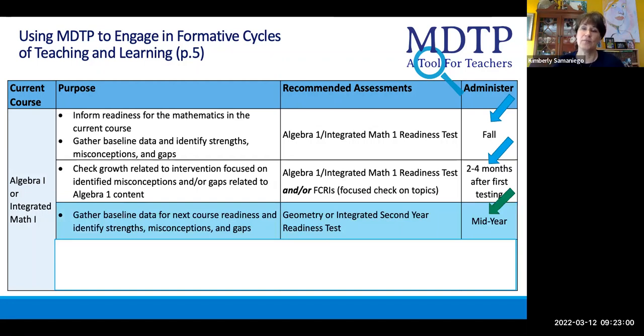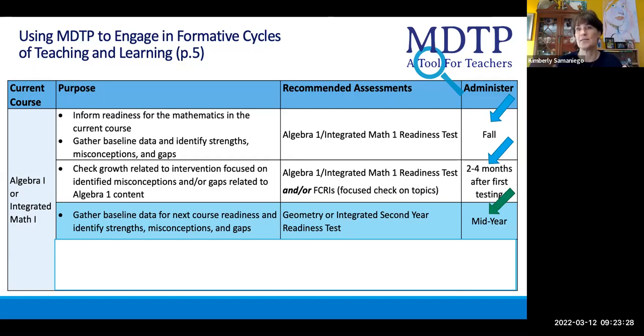The next thing you could consider is that if your students are moving on to geometry, they should be from Algebra 1 to Geometry or Integrated Math 2, then you could give them either the Geometry Readiness Test or the Integrated Math 2 Readiness Test. And this could be checking to see, again, baseline data for their next course readiness. So this is kind of where we are right now. We get baseline data for where they're going to be going to. So how ready are my students for the next level?